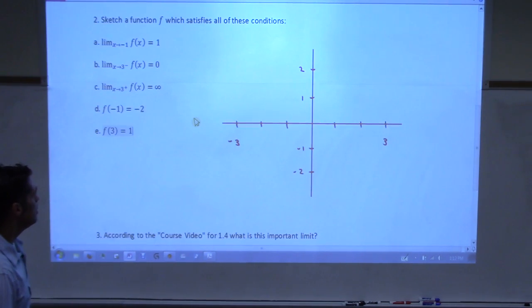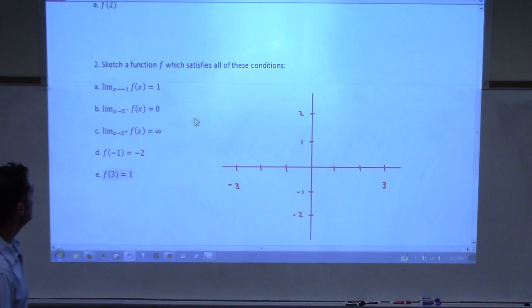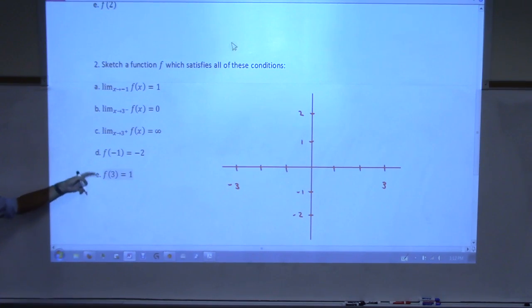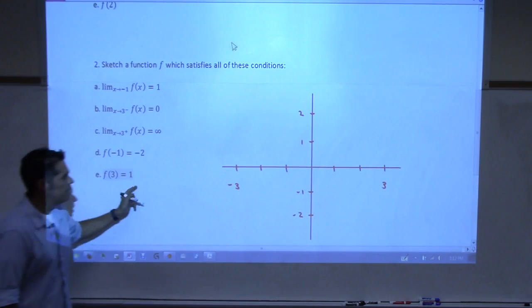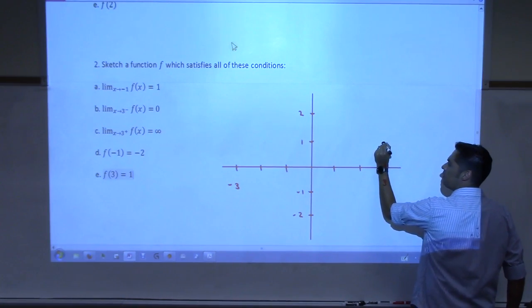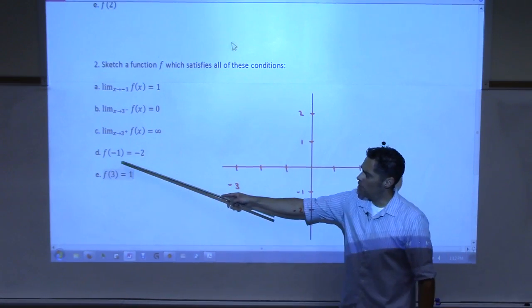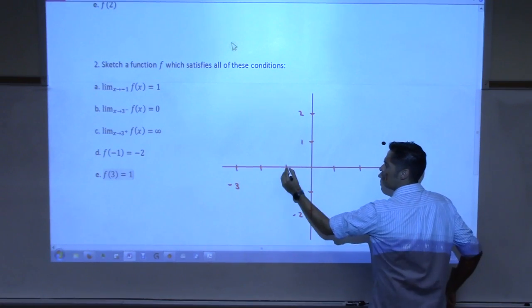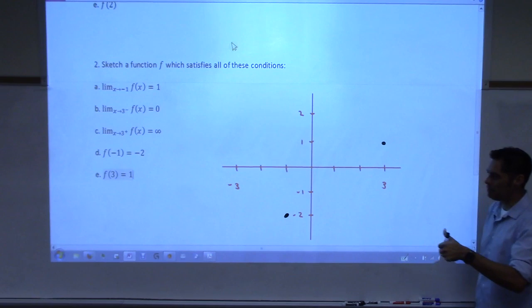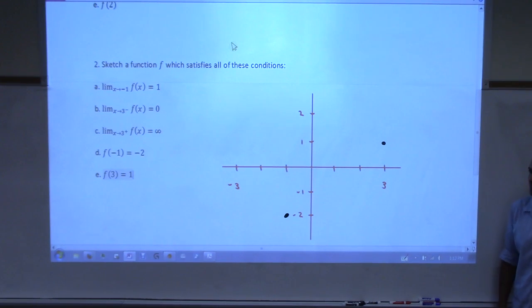All right, this one, the answers are going to vary depending on how you drew it, but the way I would have done this, I would have started out with the stuff I know. So f of 3 is 1. So if I go out to 3, I go up 1, I should have a dot there. f of -1 should be -2. So at -1, I go down 2, I put a dot. So far, I've got some partial credit, right?